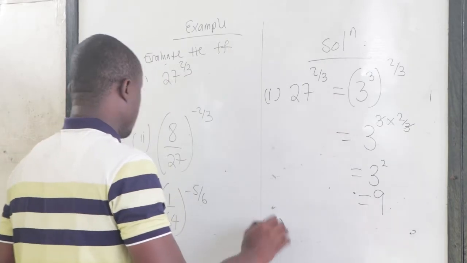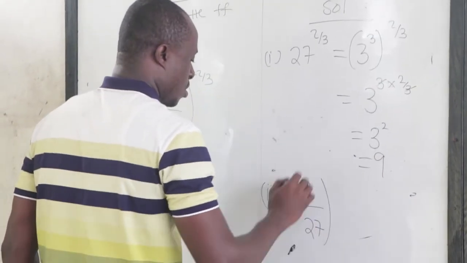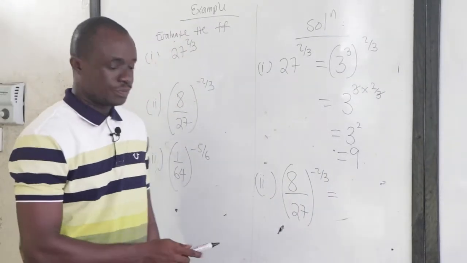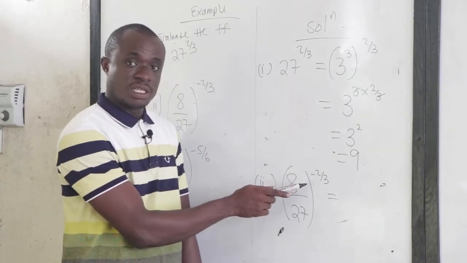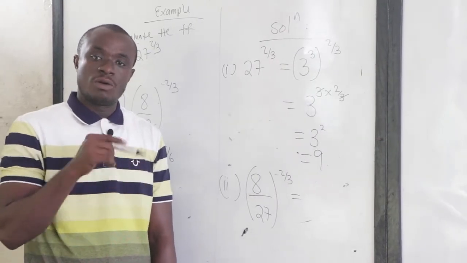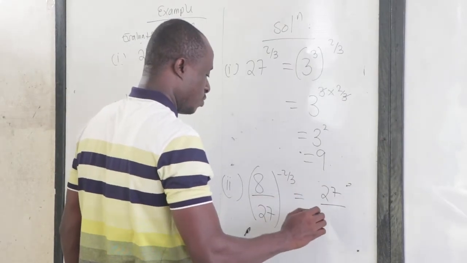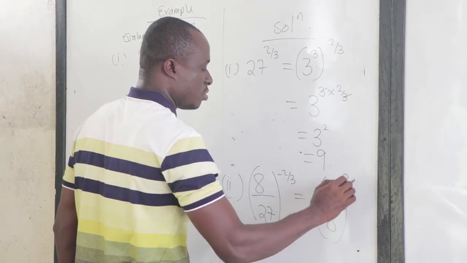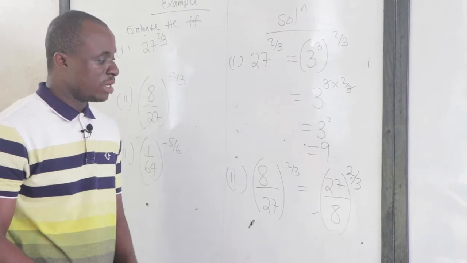Now let's see. We have 8 over 27 all to the power negative 2 over 3. Now, because this is negative, you know that if you have a over b all to the power negative n, it becomes b over a all to the power positive n. So here you have to reciprocate. You have 27 over 8, and then the negative will go, so we have 2 over 3. As soon as you reciprocate, then the negative goes away.